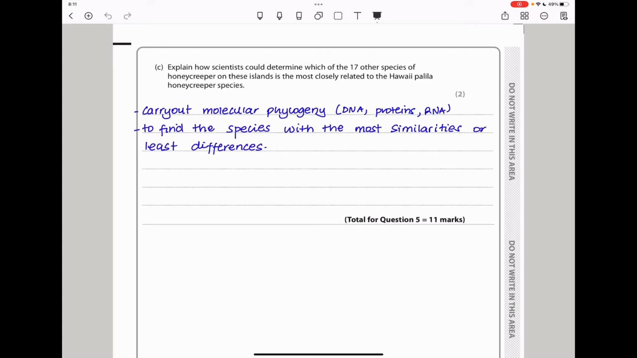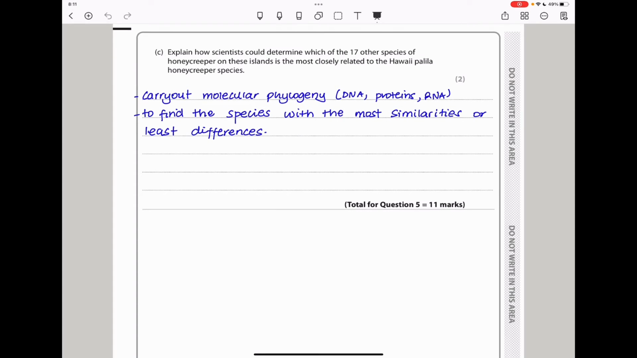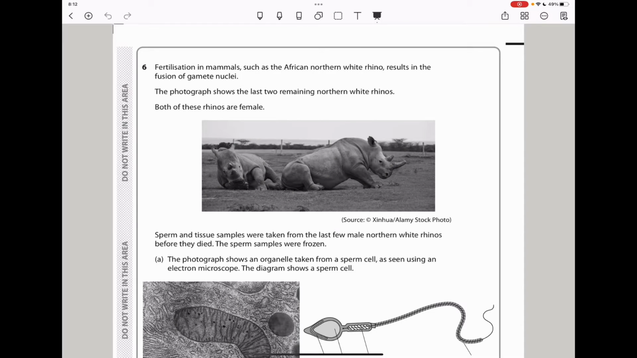If they have the most similarities or the least differences, it means they are the most closely related. So this brings us to the end of question 5. Let's move on to question 6. Question 6. Fertilization in mammals such as the African northern white rhino results in the fusion of gamete nuclei. The photograph shows the last 2 remaining northern white rhinos. Both of these rhinos are females, so we can see they're female.